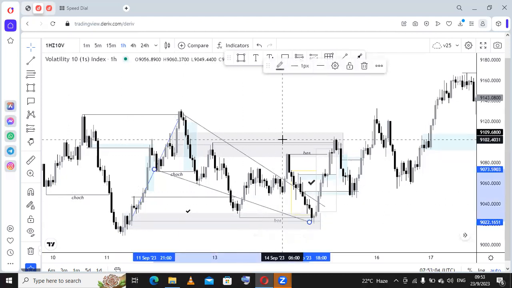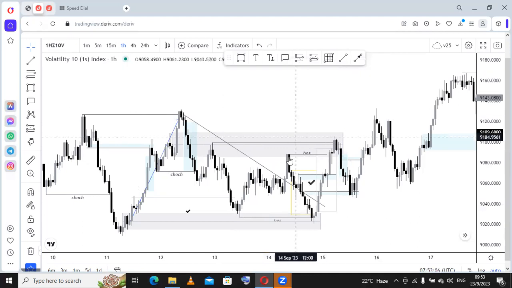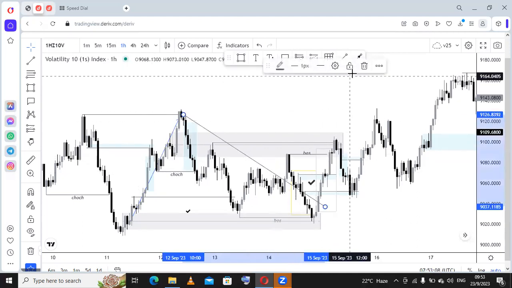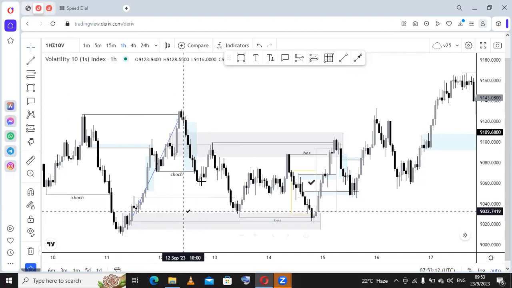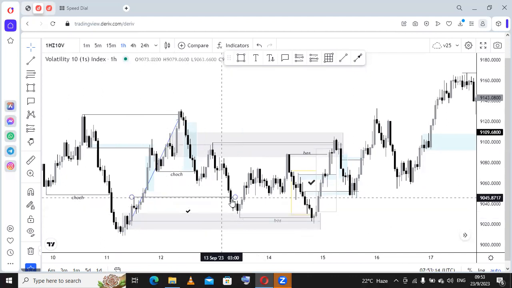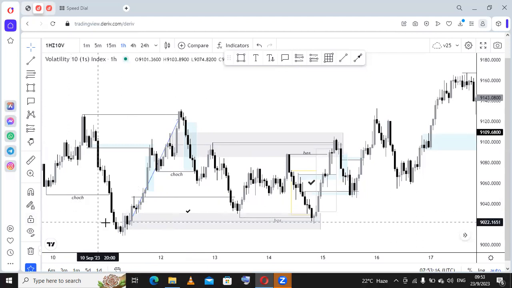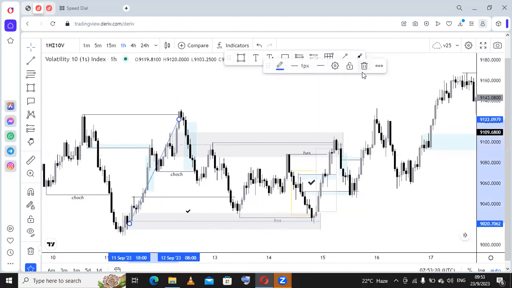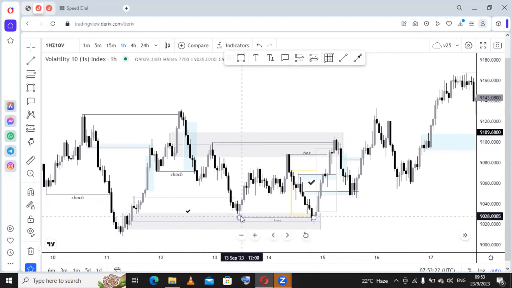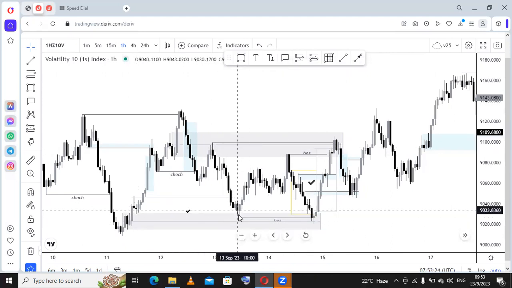Again, I marked this area of reaction again. I was expecting reaction. There wasn't any, so I waited and used this demand zone. And as you can see, the demand zone was respected on this first step in here, right? So on this first step, what do we do? Do we buy or what?